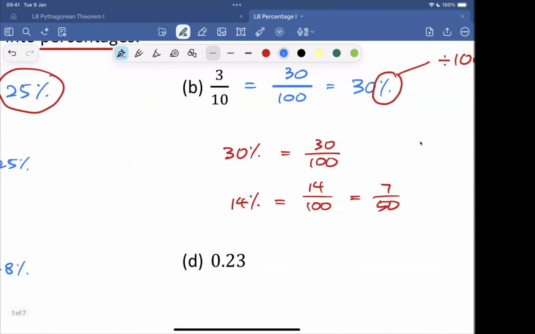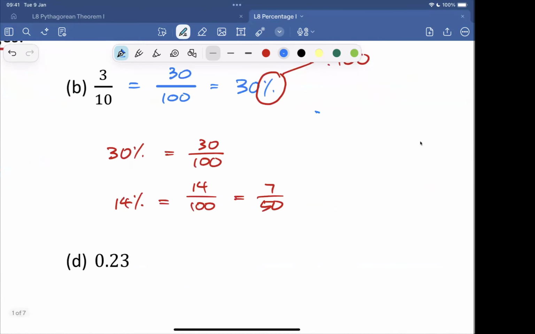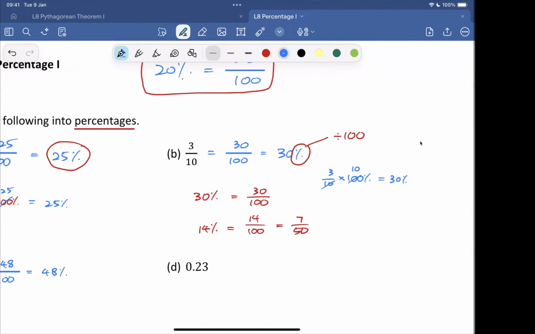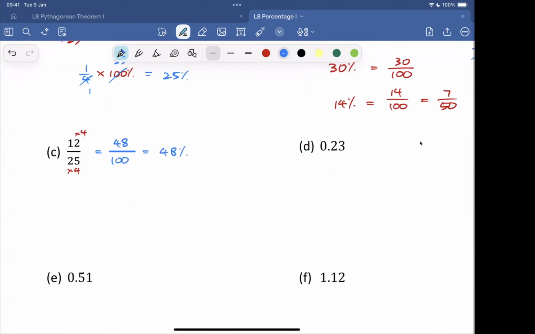What about 3 over 10? Convert into a percentage, times 100%. Divide by 10, divide by 10. 3 times 10 is 30. Straight away, you get 30%. Amazing, right, students?